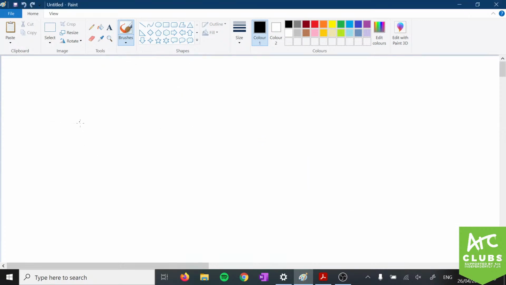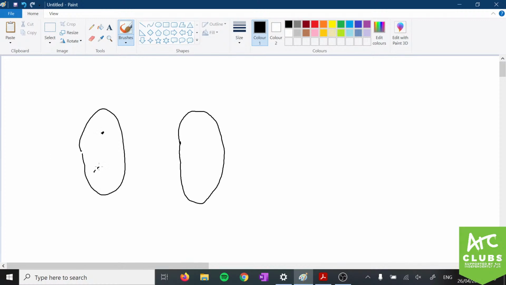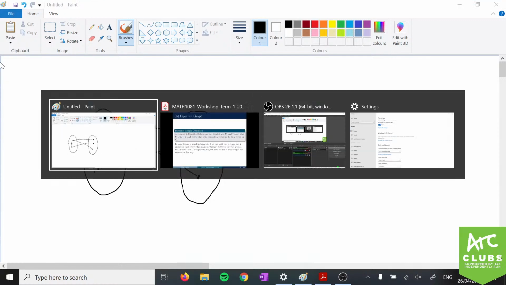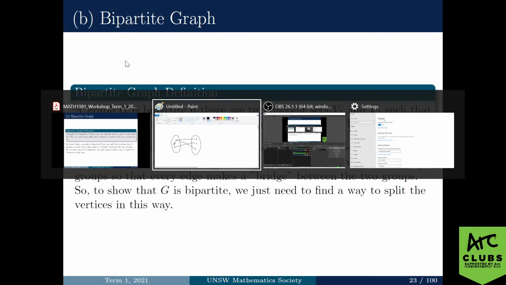So if G is bipartite, then we can split the vertices into 2 groups. And let's say we have 2 of them here and 3 of them here. And if it's bipartite, every single edge has to be a bridge between these 2 groups. So like we can have this one over here, this one over here, this one over here, but we can't have something like this. It doesn't make a bridge between the 2 groups. That's what bipartite means. And our task is to show that the graph G is bipartite.